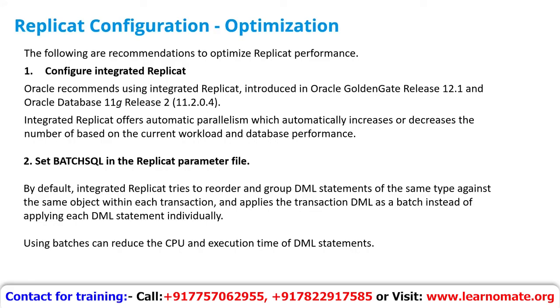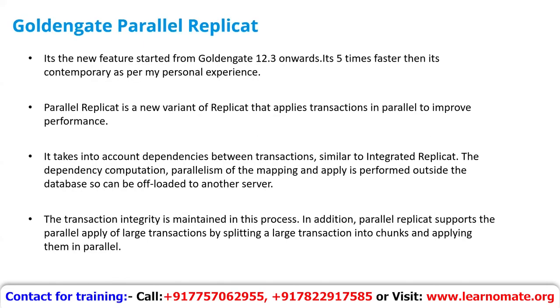Replicate configuration. So configure integrated replicate. One of the recommendations is to use either integrated replicate or the latest replicate, which is parallel replicate. So you can go with parallel integrated replicate. Oracle recommends using integrated or parallel integrated replicate. It automatically offers parallelism, which automatically increases or decreases the number of threads being used based on current workload and database performance. Then there are certain parameters like BATCHSQL, which you can use in your parameter file.